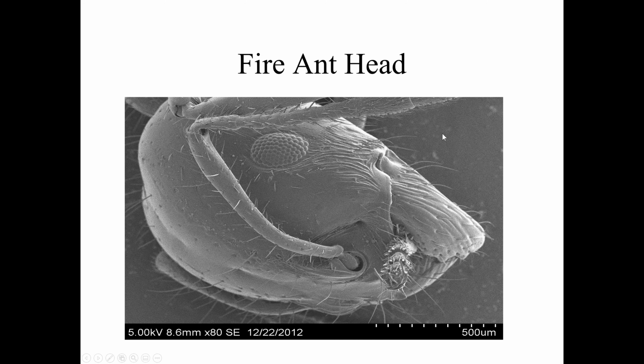Some of the more cool stuff you can look at. This is a fire ant head. This whole thing is 500 microns. I'm only magnifying 80 times. What I did was I coated the ant in gold, stuck it to the tape. You can see the hairs. You can see the eye. You can see the legs. You can see the mandible. This is how they bite and inject venom. I think a fire ant stings and injects venom.